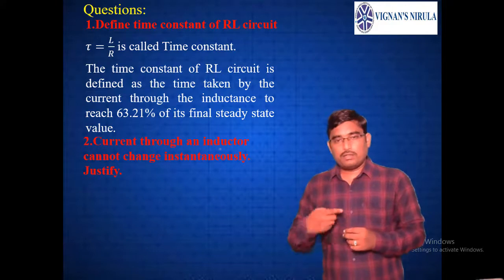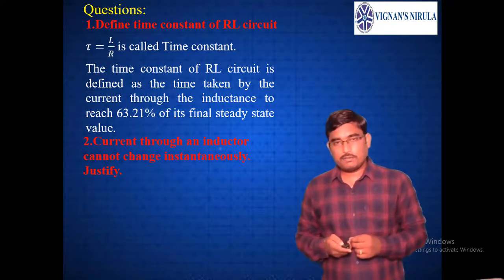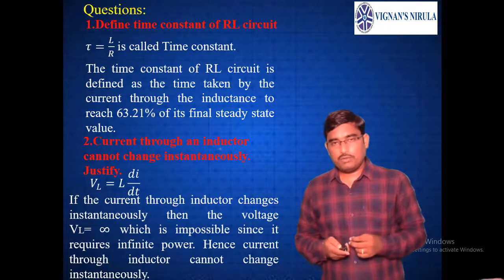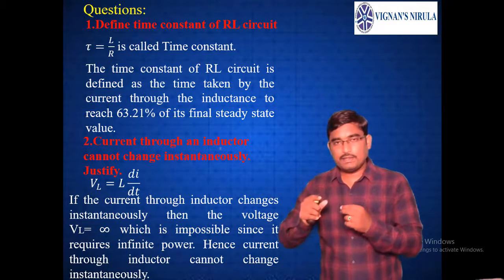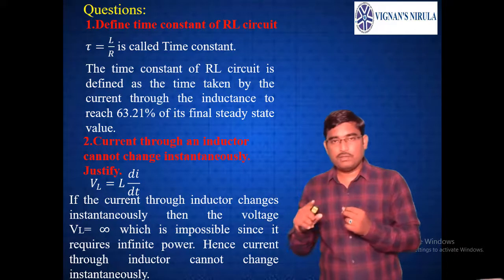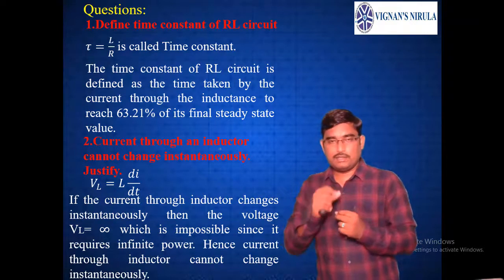Similarly, current through an inductor cannot change instantaneously. Justify this. So students can be asked this question also. Now answer for this question is, if you see the voltage across inductor is VL equals to L into di by dt, if the current changes instantaneously within 0 time, then this voltage becomes infinity, but which requires an infinity amount of power, which is not feasible and which is not practically possible also. For that reason inductor does not allow sudden changes in current.